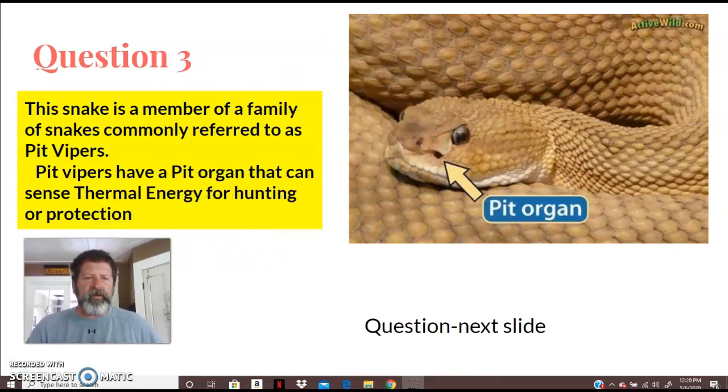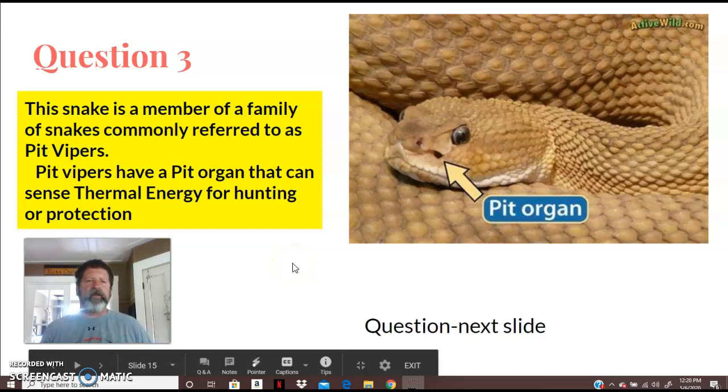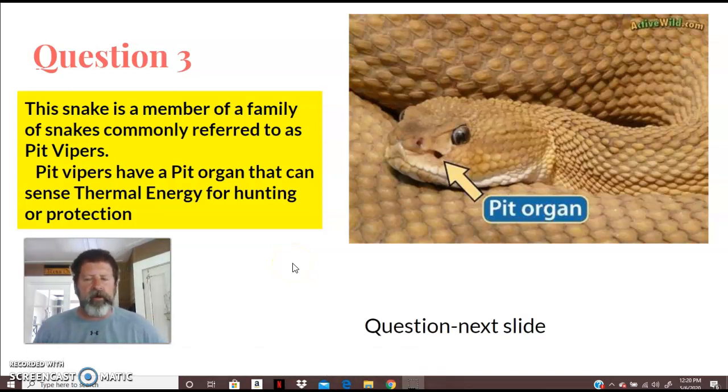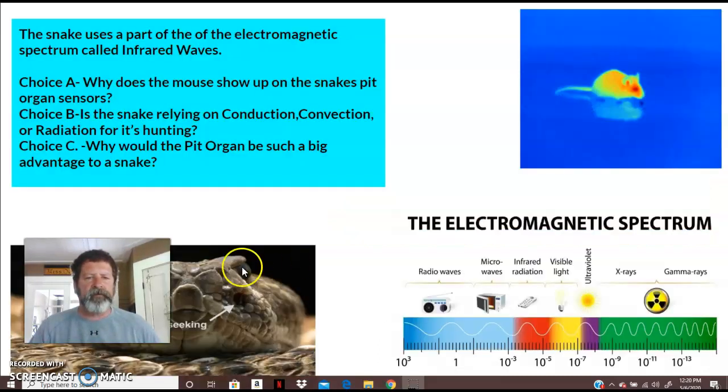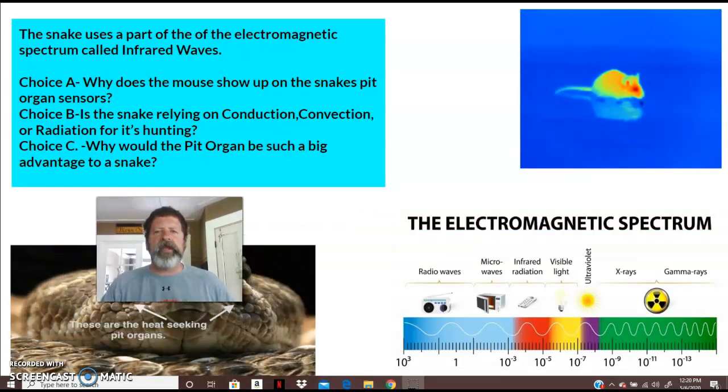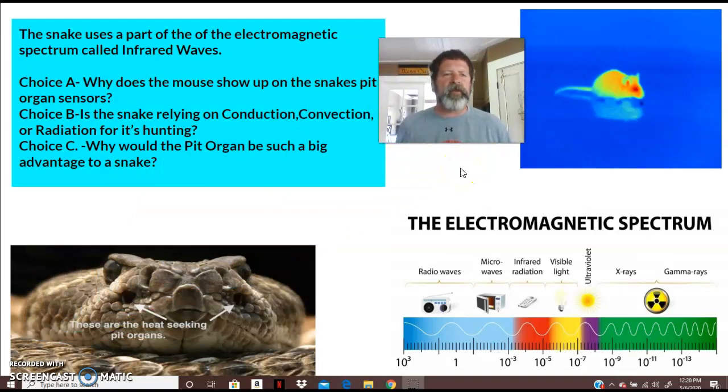All right, question number 3 is about a particular snake called a pit viper. Things like rattlesnakes and cottonmouths belong to the pit vipers. The snake is a member of a family of snakes commonly referred to as pit vipers, and pit vipers have a thing called a pit organ that can sense thermal energy for hunting or protection. The snake uses a part of the electromagnetic spectrum called infrared waves.